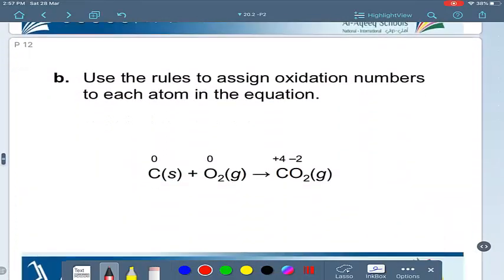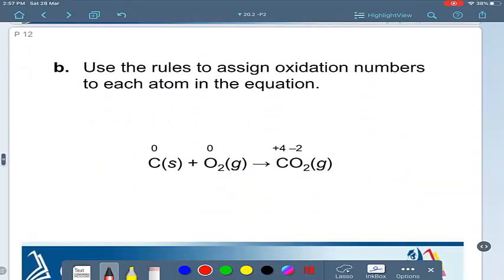Let's move to the second example. Use the rules to calculate the oxidation number and identify which is oxidized, which is reduced, and also identify what is the oxidizing agent and reducing agent. What about carbon here? It's an uncombined element, so the overall charge is zero. Oxygen is also an uncombined molecule, so the overall charge is zero.